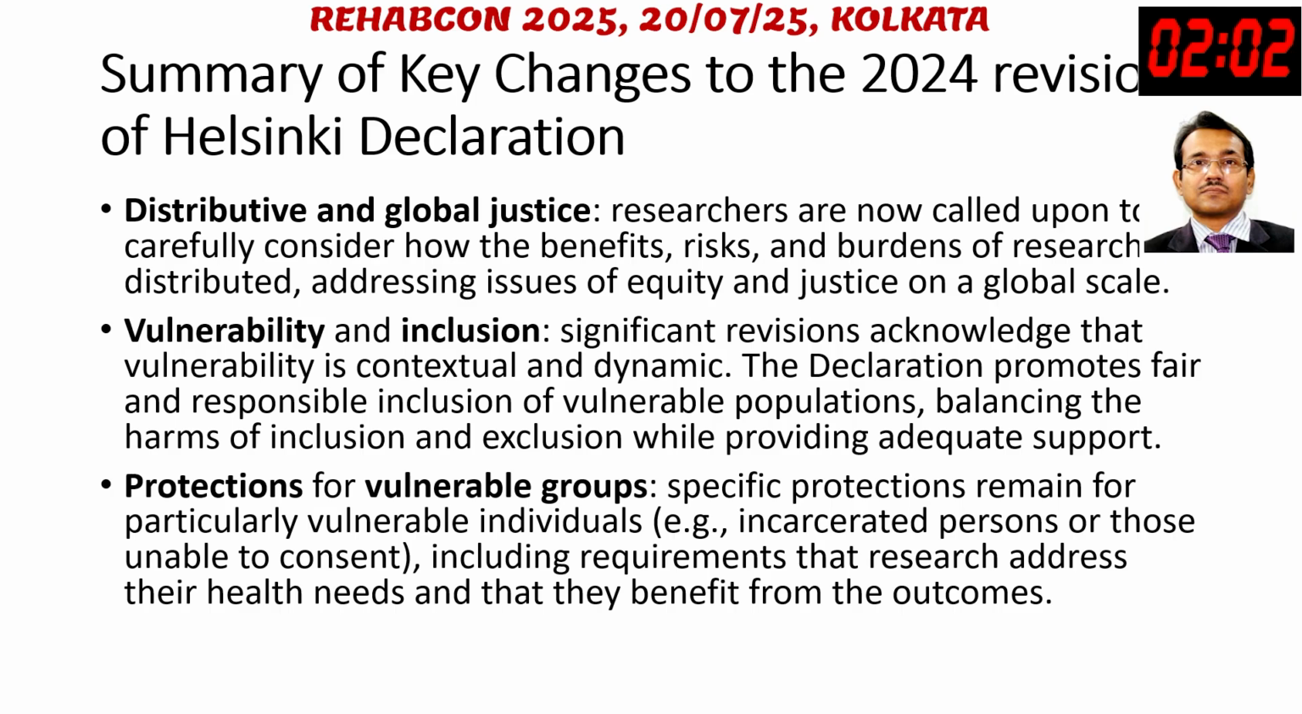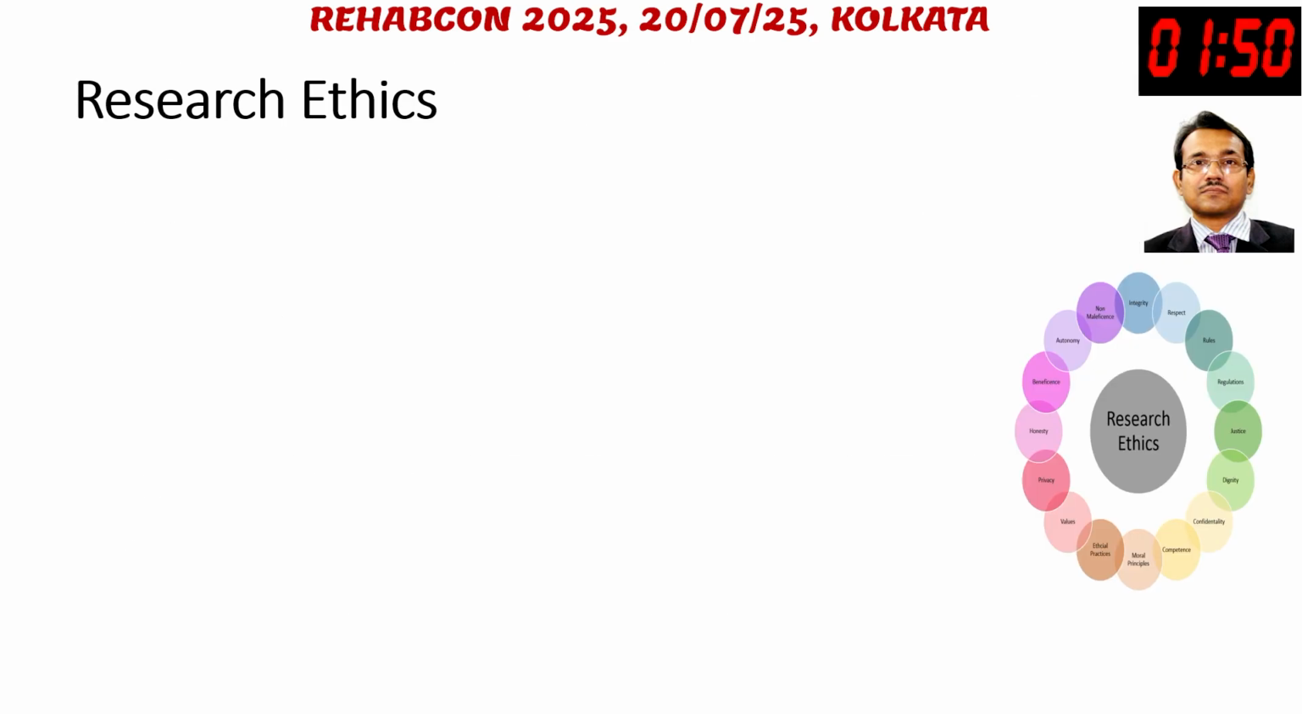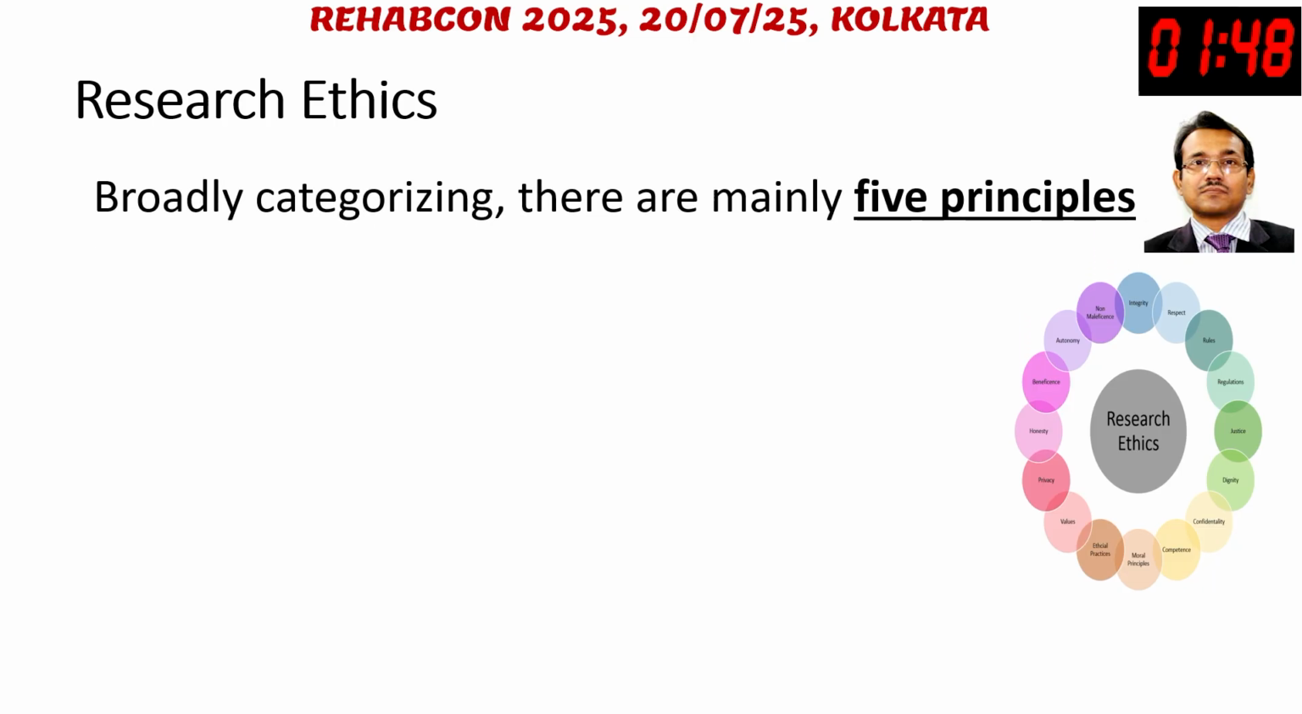Distribution of global justice, vulnerability and inclusion, because there are specific guidelines on how we deal with vulnerable people. Protection for the vulnerable groups. And so now let us get into the research ethics.